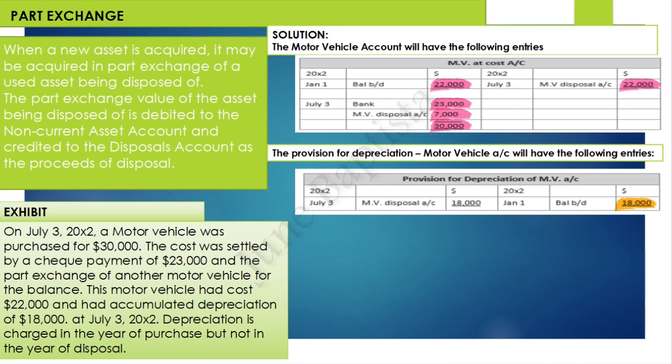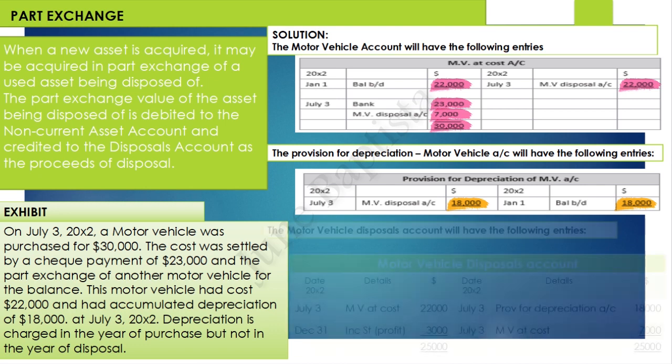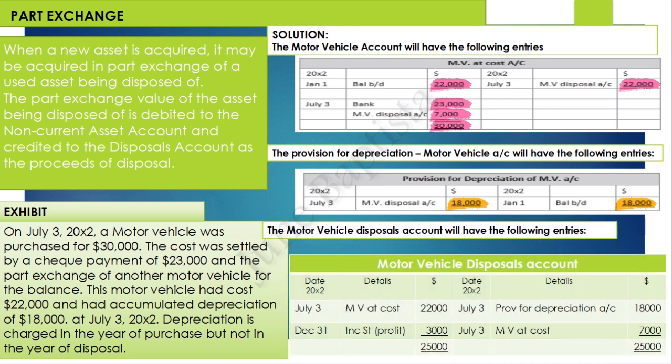This is now closed. The provision for depreciation of motor vehicles account is therefore debited on the 3rd of July with $18,000. Let us look at the motor vehicles disposals account. On the debit side, on the 3rd of July, you have the cost of the motor vehicle being disposed of, $22,000.